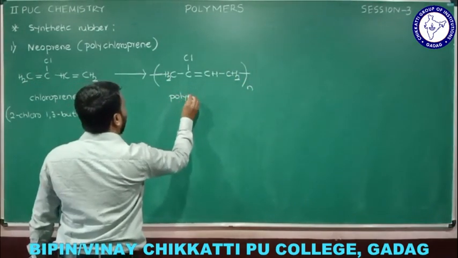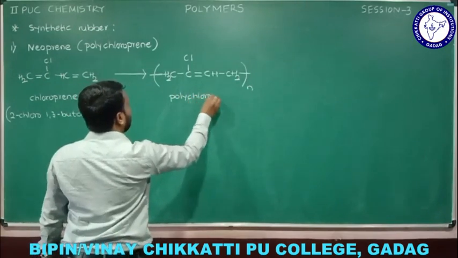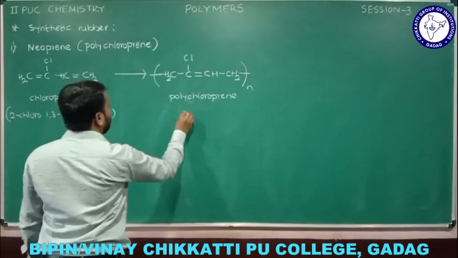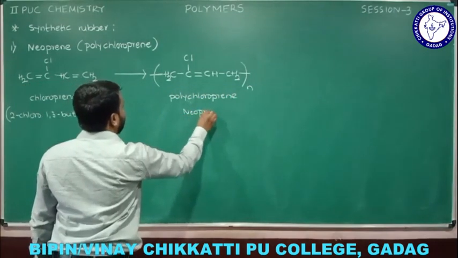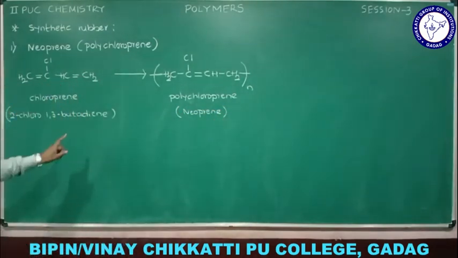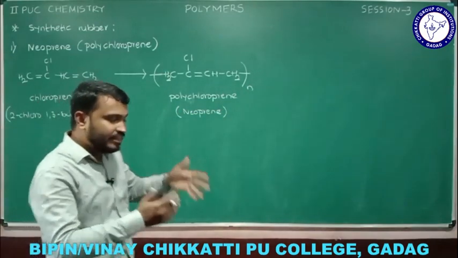Here it is polychloroprene you can say, or you can say this is nothing but neoprene. Both are the same, neoprene or polychloroprene, and this undergoes addition polymerization. I told you that one. And this is a very simple example of a synthetic rubber.